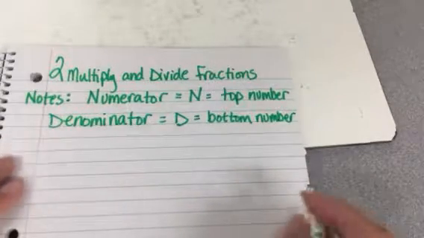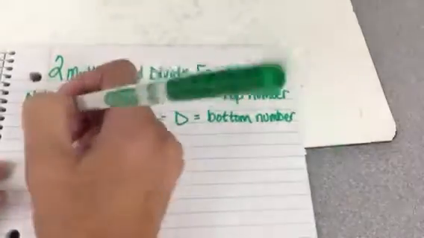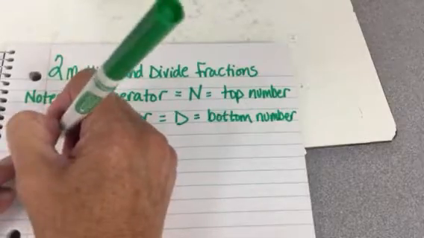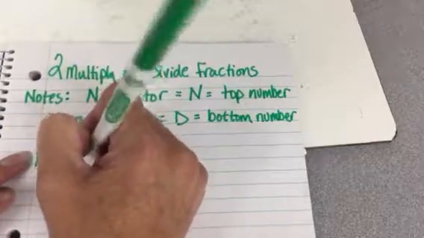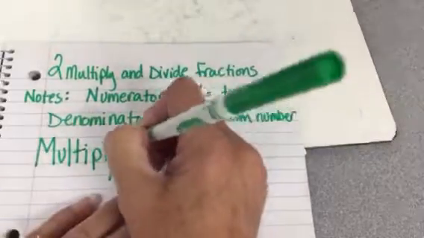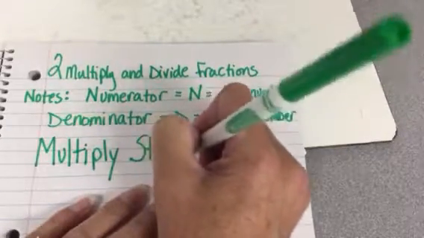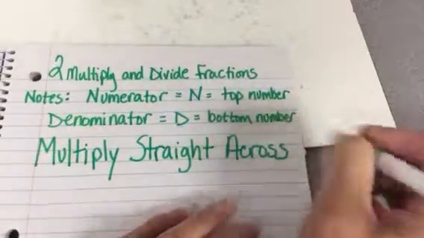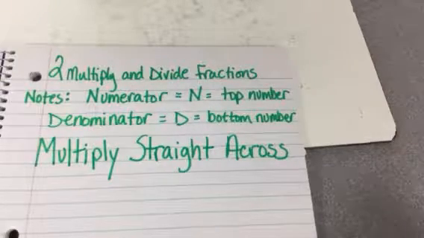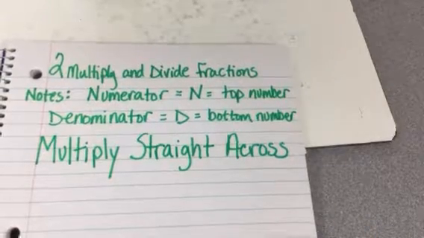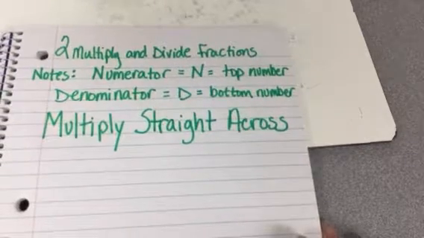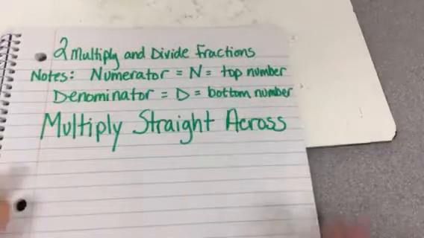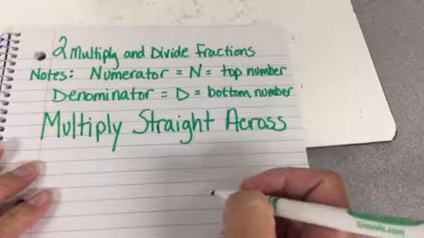So the rule that you need to know to multiply fractions is you're going to multiply straight across. Let's write that really big. Multiply straight across. That's the main rule. That's almost the only rule. There's a couple of things that come into play here and there, but if you know you multiply numerator times numerator, denominator times denominator, that's what you need to know. So I'll do an example here.